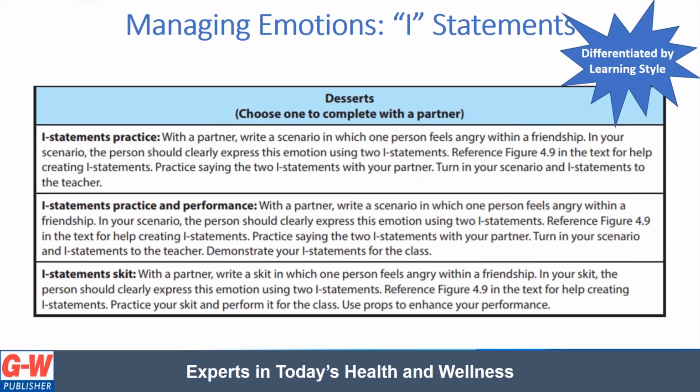So once again, you're seeing the dessert section of my menus. I just wanted to show you this is another way to differentiate by learning style. Students are going to be in situations where they're angry at a friend, and that person should clearly express their emotion using two I statements. Once again, students can choose based on their comfort level and their learning style. So those two students who just want to practice and then turn it in, they have the option to do so. However, those two students who want to jump up in front of the class and do a skit do have the option to do so as well.